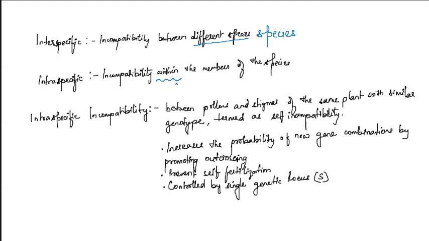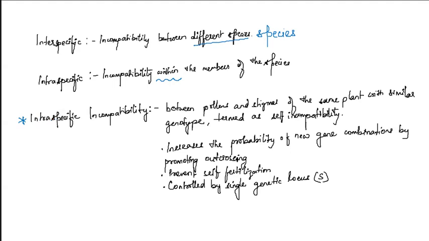Now this intraspecific is very important. Since they are not allowing their own type of pollen grains from their own species, that means they are not allowing self-pollination to occur. They are helping in cross-pollination. These plants are helping in cross-pollination.